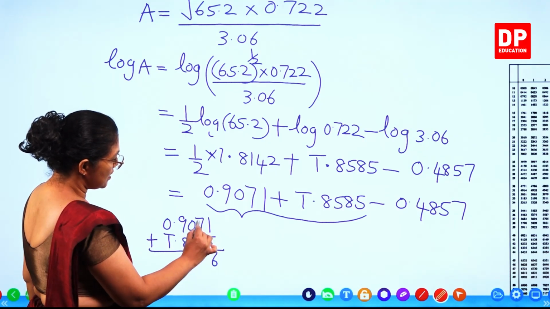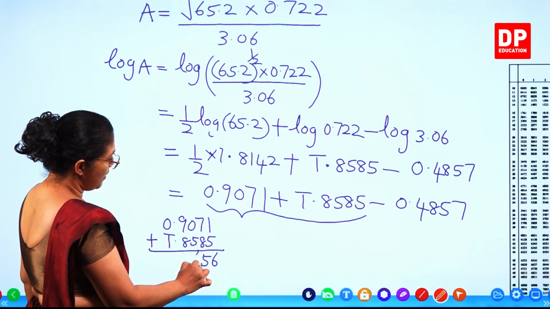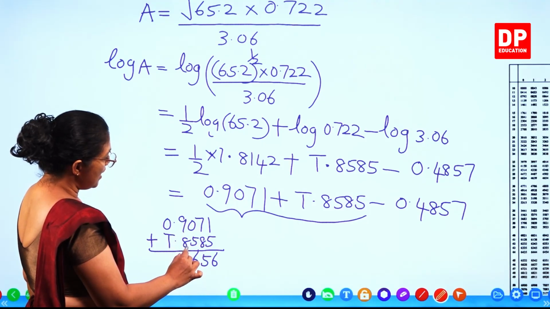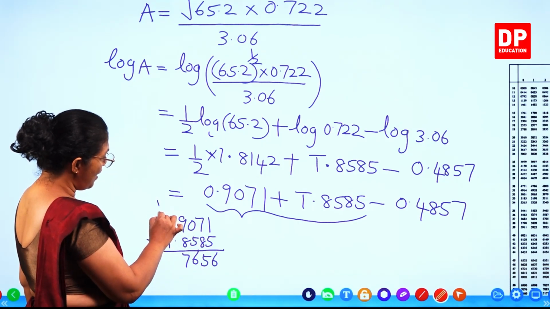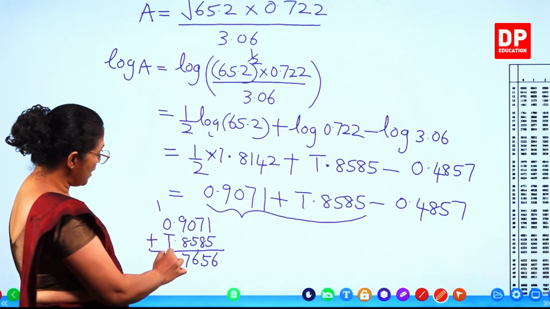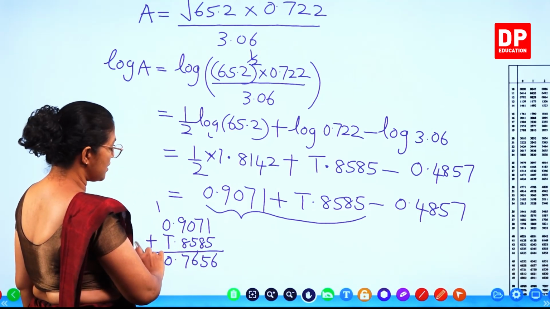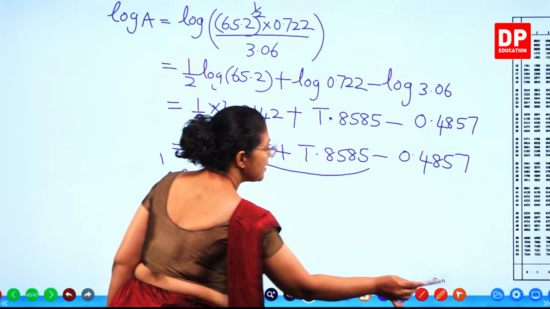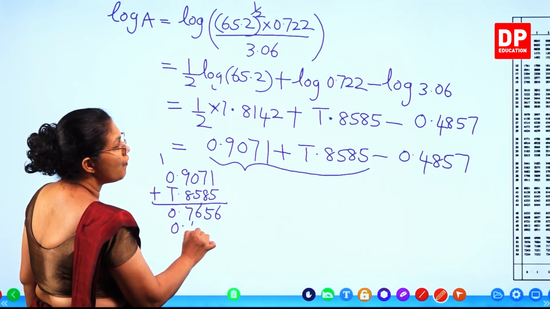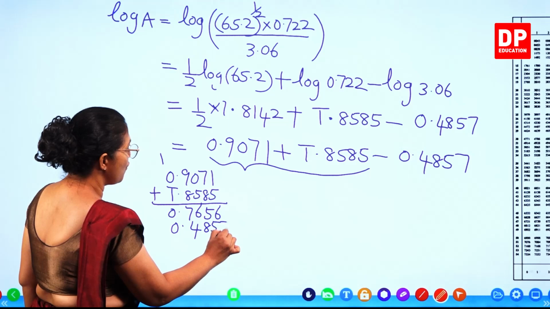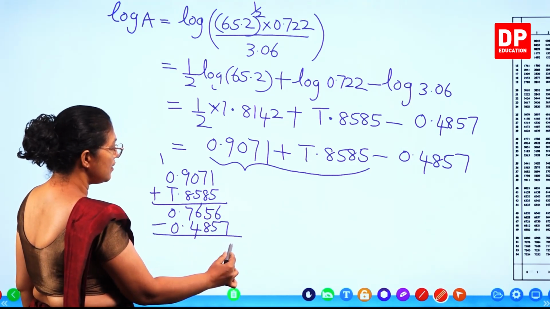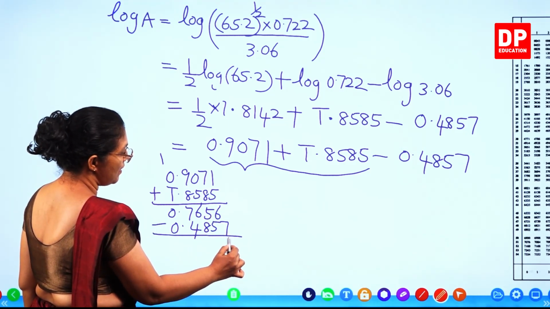Five plus 1, 6. 15, 1 remaining 6. 8 and 8, 17. 1 there. Positive 1 and negative 1 become 0. Then you have to subtract 0.4857 from this. Then 16 minus 7, 9.